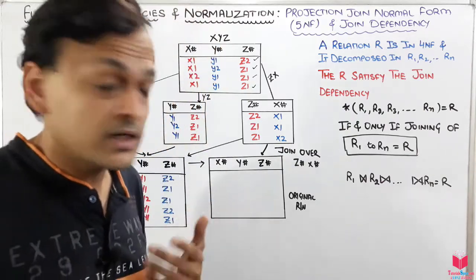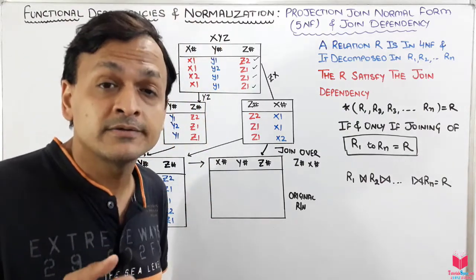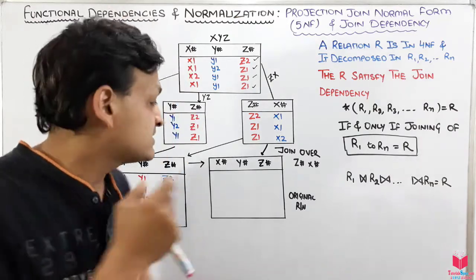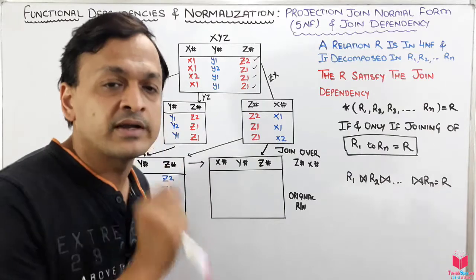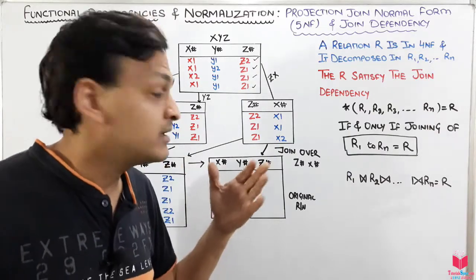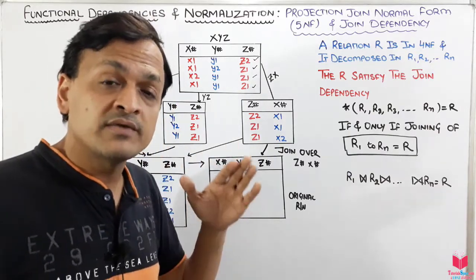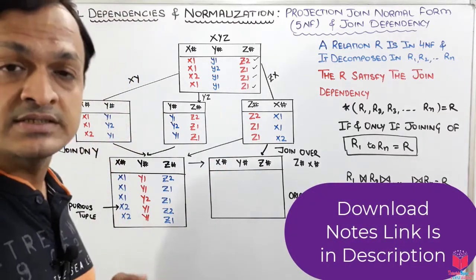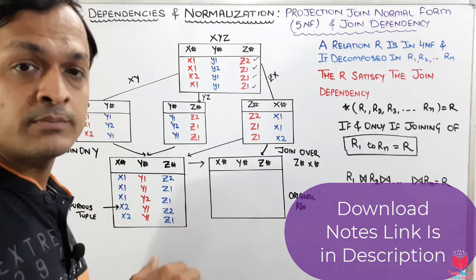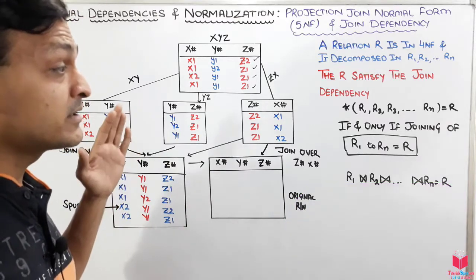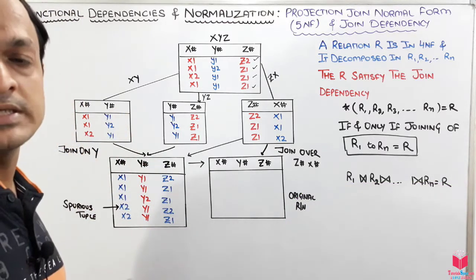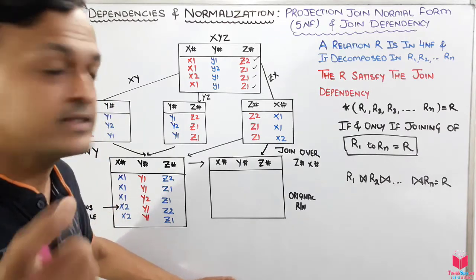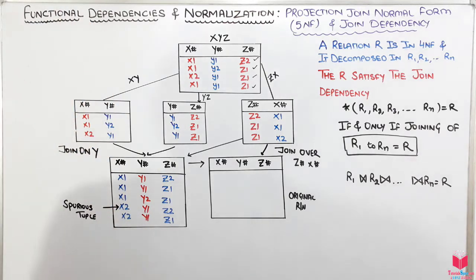A doubt might be coming in your mind that in the lossless join we are also doing this. Yes, but there is some difference. You will find out what the difference is exactly. In the lossless join, we have three conditions which we apply to check whether the decomposed relation is lossless join or not. But here we will satisfy this condition on the basis of R like this. Let's take an example here.